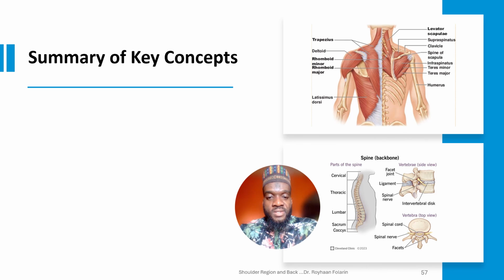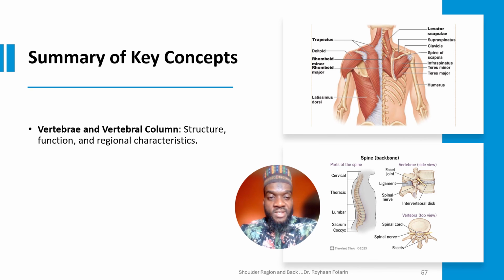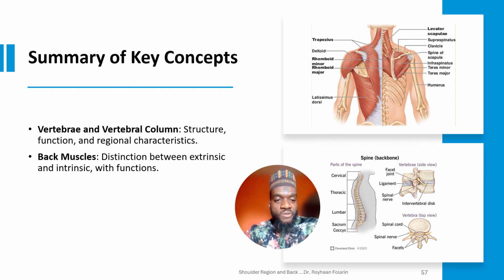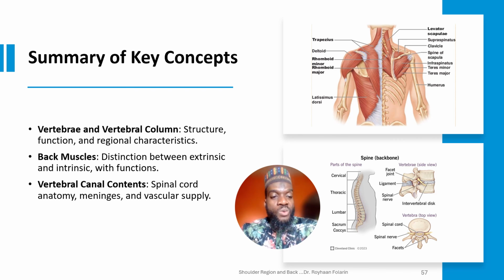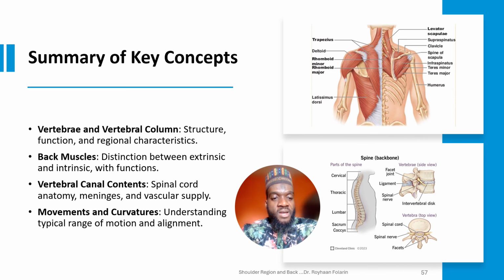So it is a nice journey so far, and it's now time to summarize. We understand better about the vertebrae and the vertebral column, the structure, the function, and the regional characteristics. We've also talked about the distinction between the extrinsic and intrinsic back muscles, as well as their functions. We've also gone through the content of the vertebral canal, to include the spinal cord, the meninges, and the vasculature. And then the movements around the curvatures, we've also gone through that. We've understood the typical range of motion and alignment that are possible.